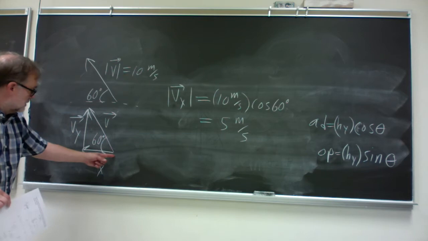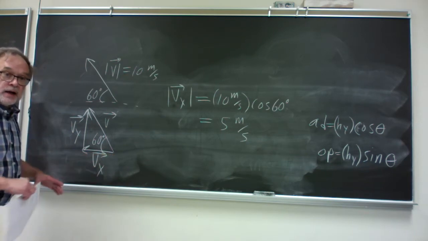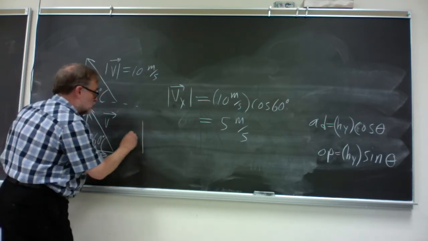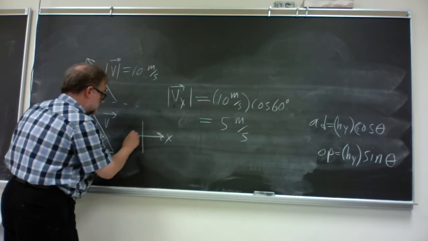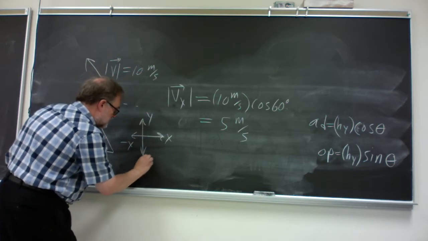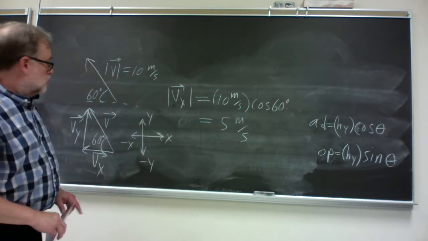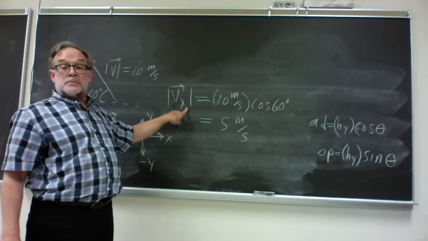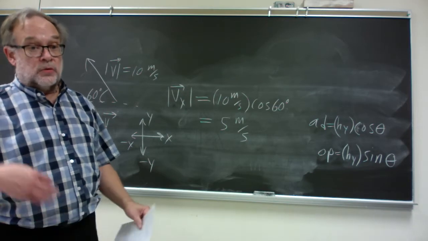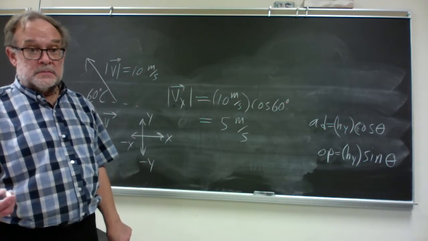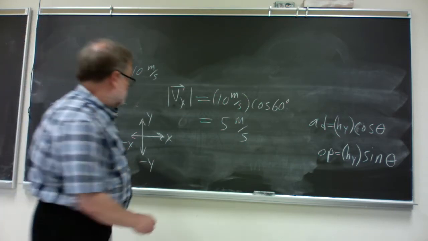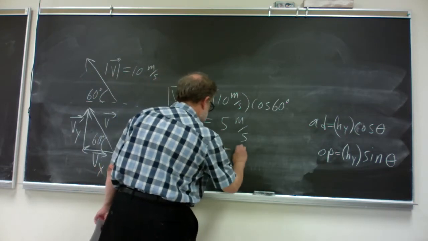But of course, Vx represents some velocity pointing in the negative x direction. We're using a coordinate system where positive x is to the right, negative x is to the left, positive y is up, and negative y is down. So the magnitude of Vx, just corresponding to the length of this side in the triangle, is 5, but the actual value of Vx, the x component of the velocity, is really -5.